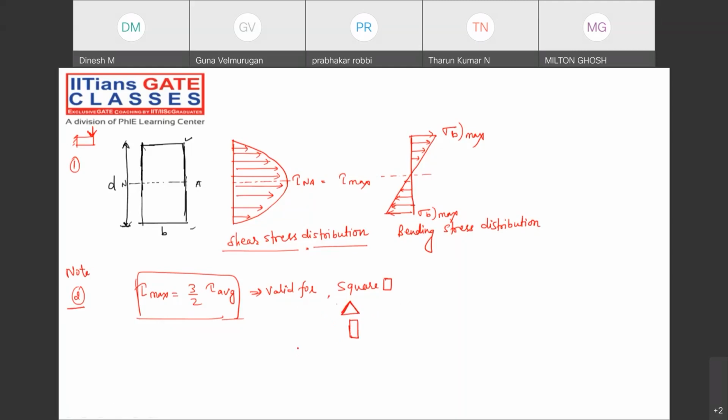Sir, what about the other shapes? Other shape values will be what? Suppose this is a K value. I'm assuming this to be K times of tau average. So K value will be 3 by 2 for this. Note down, K value will be equal to 4 by 3 for circular cross section.